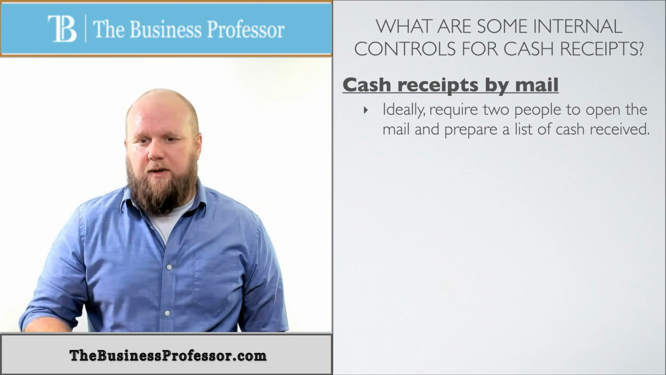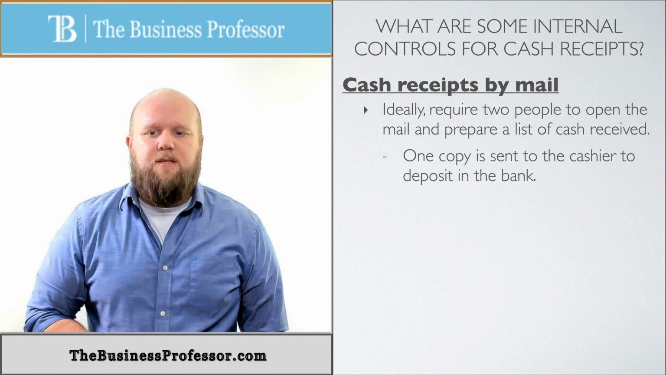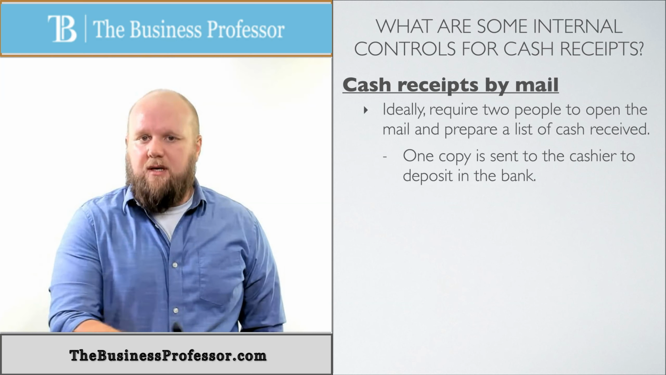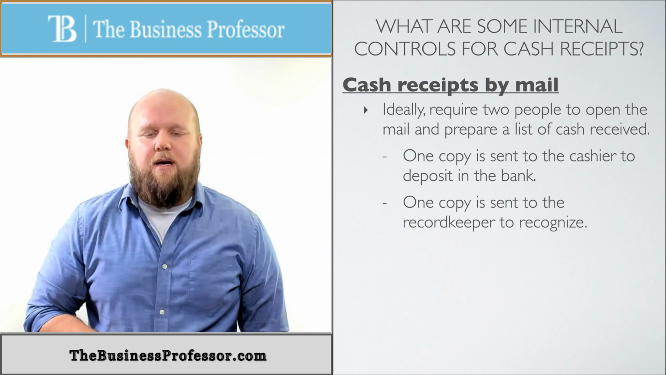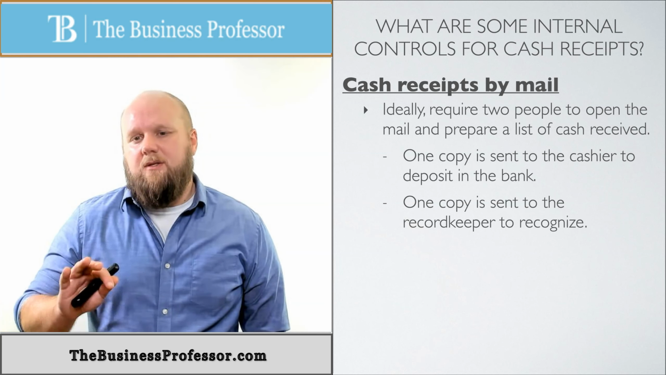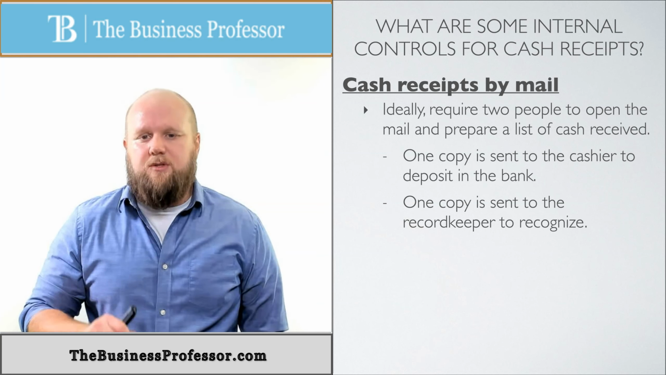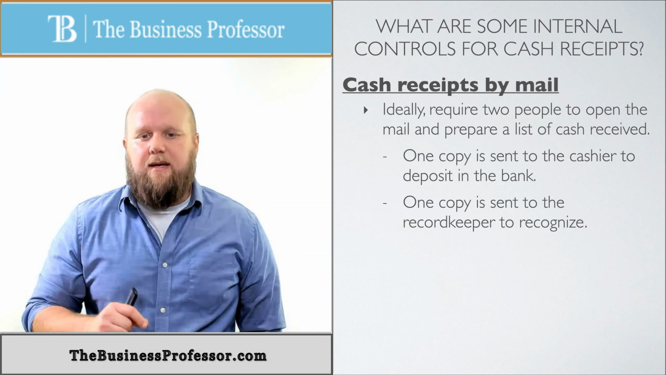And when you're opening this cash, 1 copy is sent to the cashier to deposit in the bank. They're the ones in custody of the cash. And then another copy is sent to the record keeper so they can put it into the books. So that is the internal controls just specifically for cash received by mail.